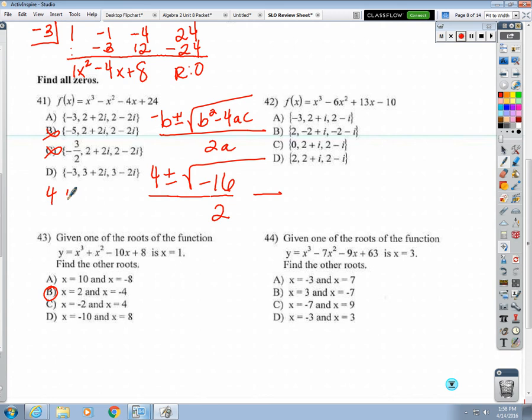What is the square root of a -16? 4i. You put each one of them over the 2. 4 divided by 2 is 2. 4i divided by 2 is 2i. So we're looking for 2 plus 2i, 2 minus 2i, which is A.